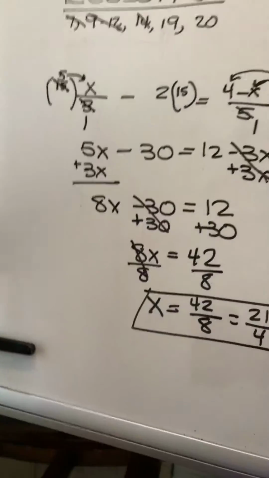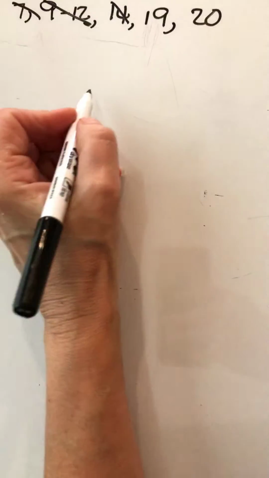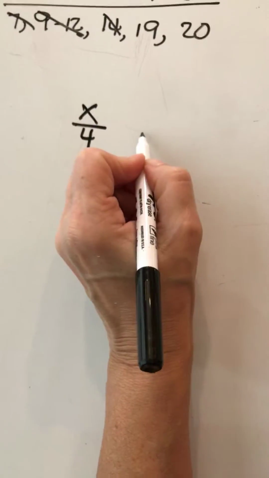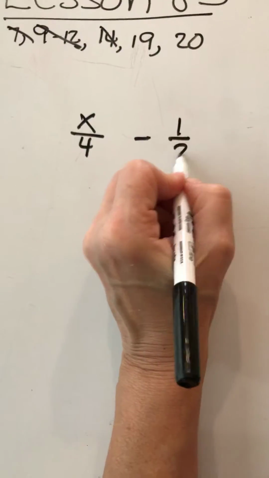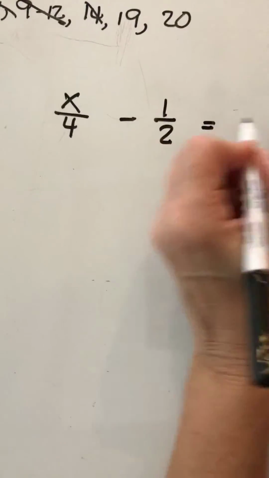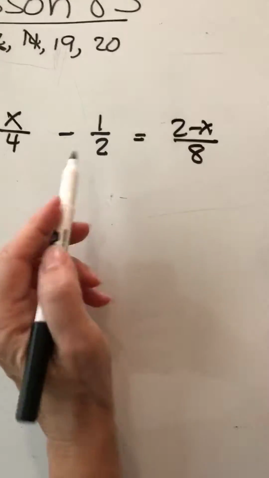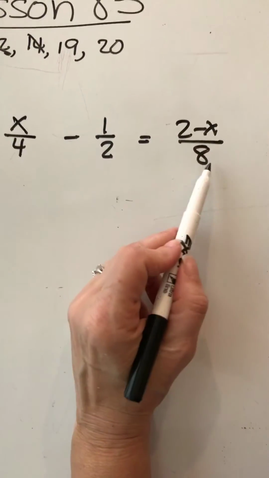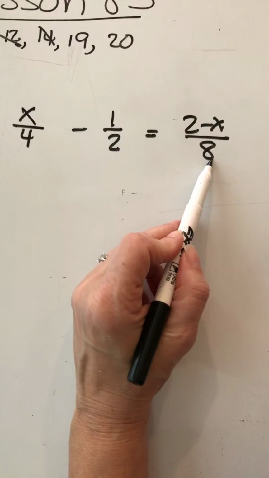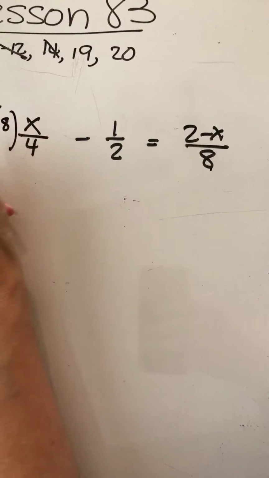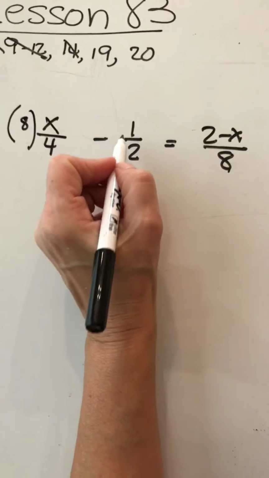Problem 20 is just like this. We have an equal sign. We're eliminating the denominator. Here, I have x over 4. Remember, I leave space. Minus 1/2 equals 2 minus x over 8. Now, my denominators are 2, 4, and 8. The common denominator would be 8. So I multiply every term by 8.